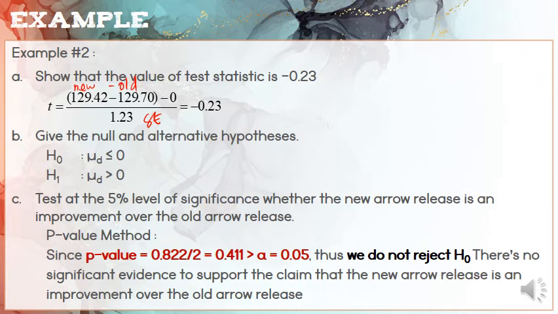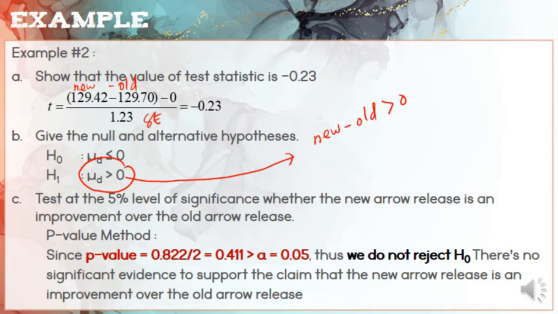B. Give the null and alternative hypothesis. Now, kenapa saya buat my alternative hypothesis mu D greater than 0? Sebab tadi dia buat dalam SPSS output, kita tahu dia cari mean difference by buat new minus old punya score. So, kalau dia claim new is better than the old one, so new minus old should be greater than 0, menandakan yang new lebih baik daripada the old one.